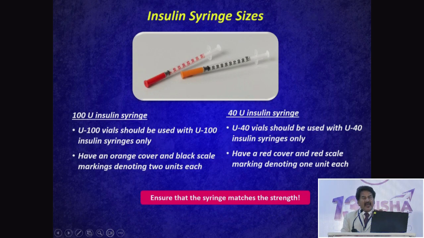Whenever you write U40 vials, mention it is U40. Please write down the syringe as 40U syringes. You tell the patient that they have to match the U40 syringe. They can identify the syringe by the red cap and red markings on the body of the syringe, whereas U100 vials have an orange cap and black markings, and they have to check.